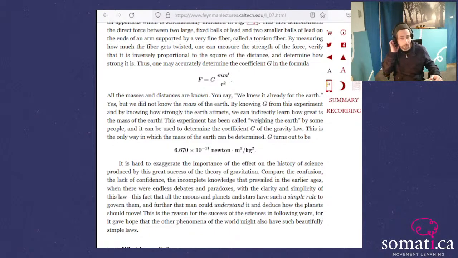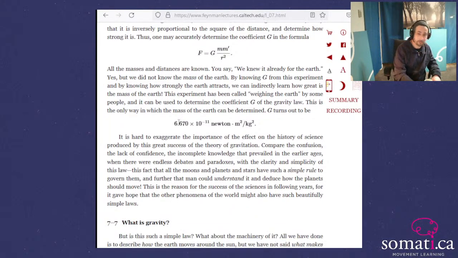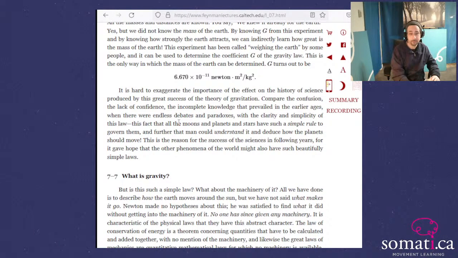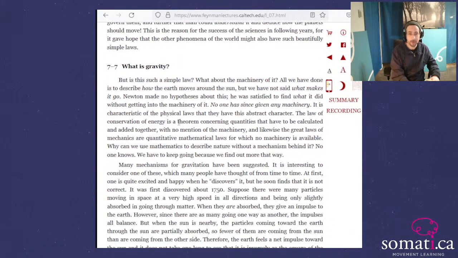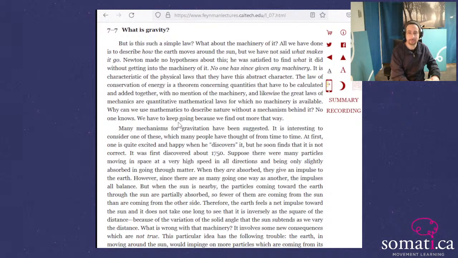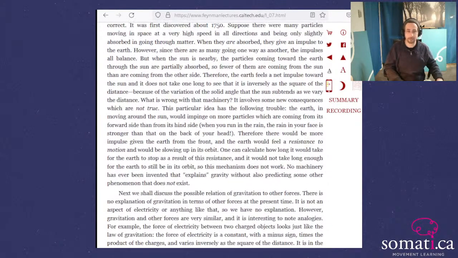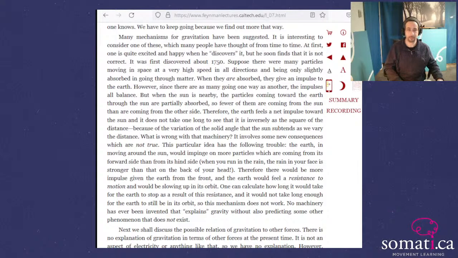Because there must be something about the symmetry of the setup that makes it easy to plug into this equation. But I'm not going to get bogged down in it. Anyway, but what is gravity? Blah blah blah. It's a question that bothered me as a young person. I guess it still bothers me a little bit. Many mechanisms have been suggested.